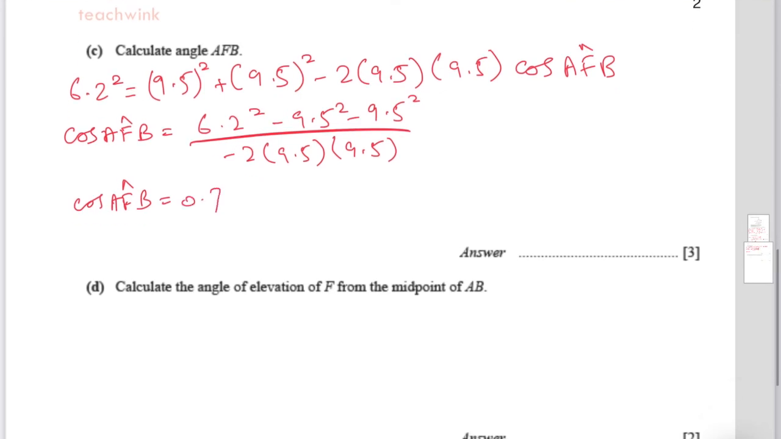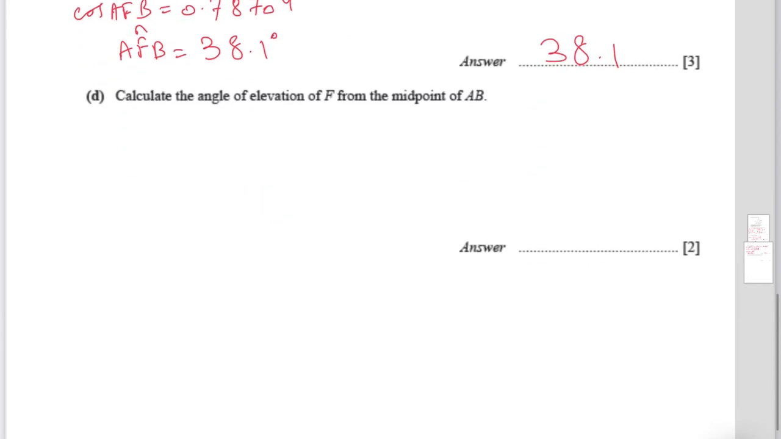0.78704. Okay, so AFB comes out to be, let's find the inverse of this, 38.1 degrees. So we write the answer over here, 38.1. Okay, let's move on to the last part of the question.